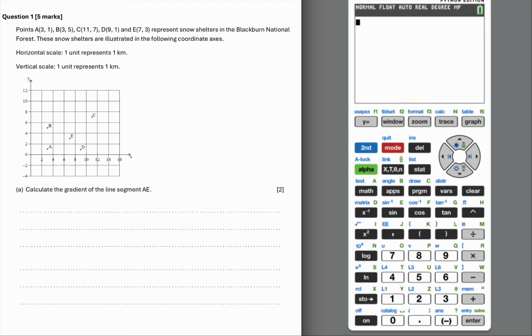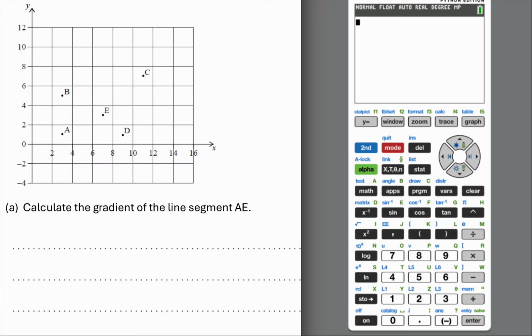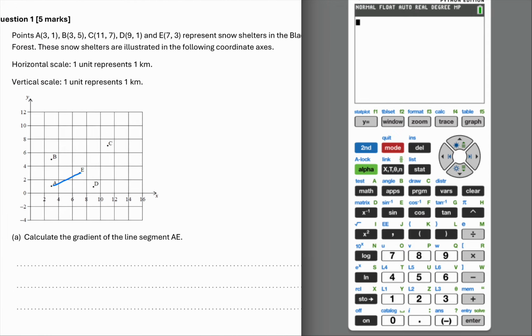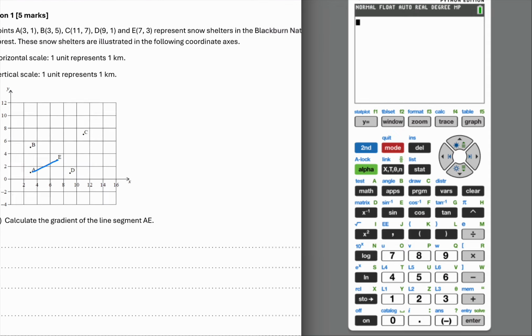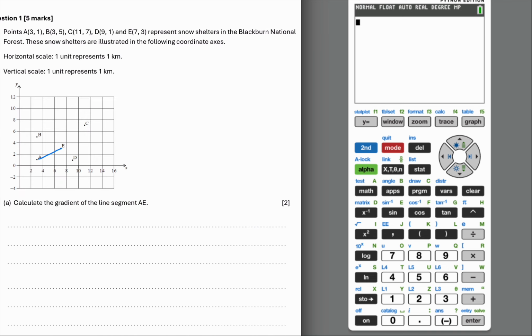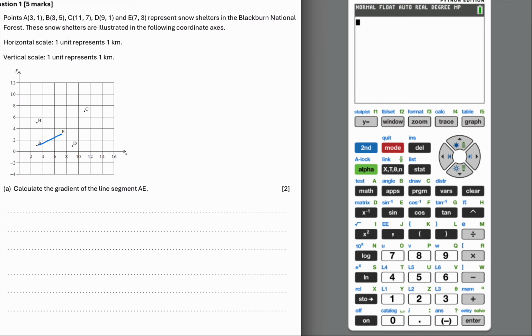This is a question on Voronoi diagrams, and we can see in the first one here we have different points A to E which represent the shelters in the national forest. So for the first one we're just trying to find the gradient of the line segment from A to E. So from A to E is this line here, so that's the part that we're looking at, and we are told initially in the question what the coordinates of A and E are. So if we just zoom out again there, we can see what they are.